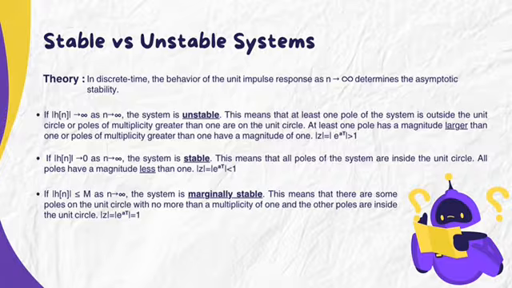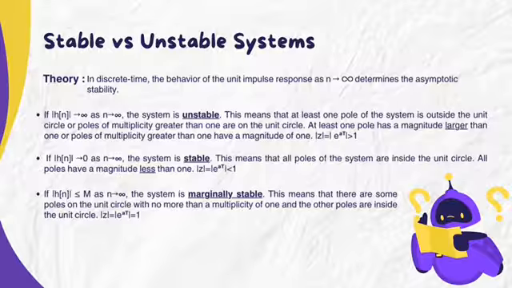Based on this reaction, we decide if the system is stable. If the magnitude of h(n) tends to infinity as n tends to infinity, the system is unstable. This means that at least one pole of the system is outside the unit circle, or poles of multiplicity greater than 1 are on the unit circle. At least one pole has a magnitude larger than 1, or poles of multiplicity greater than 1 have a magnitude of 1. The magnitude of z equals the magnitude of e to the power of a times t is greater than 1.